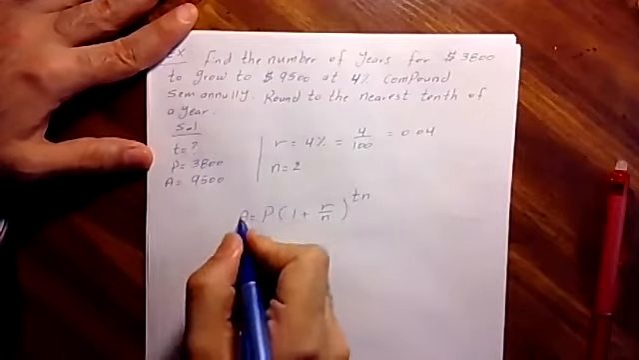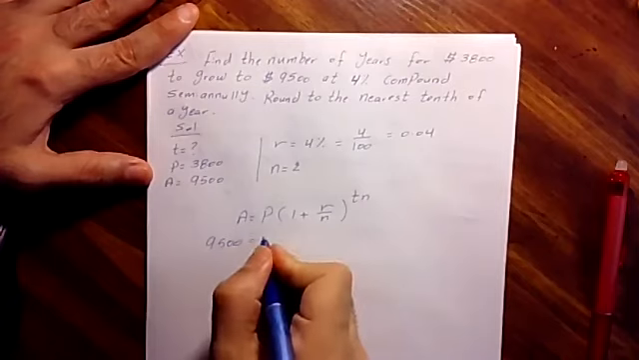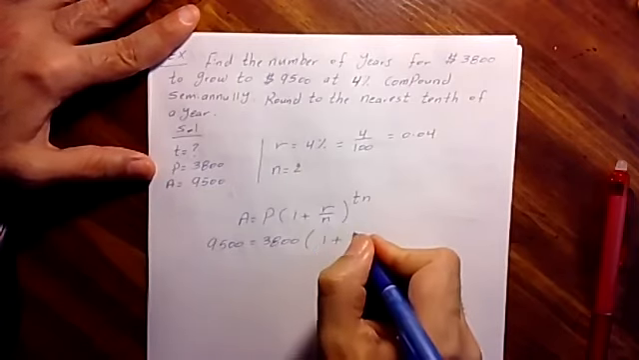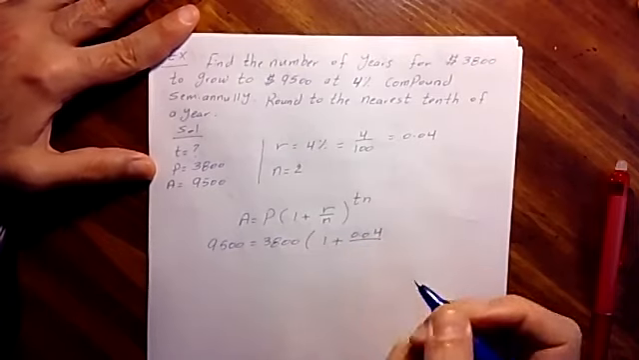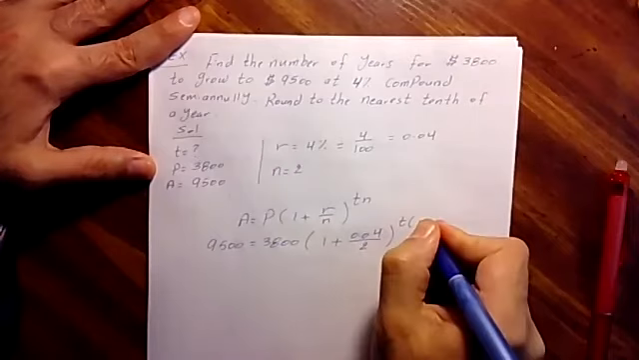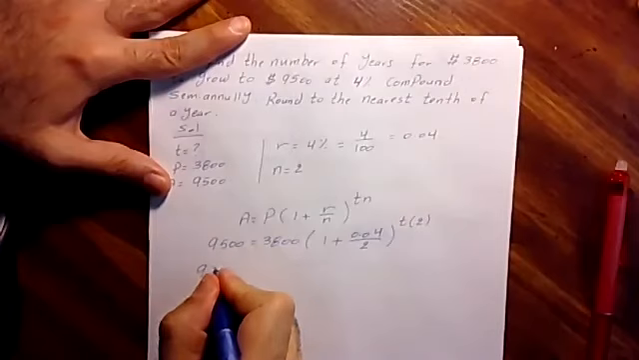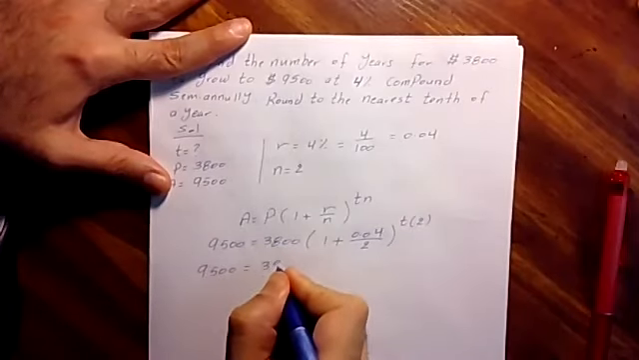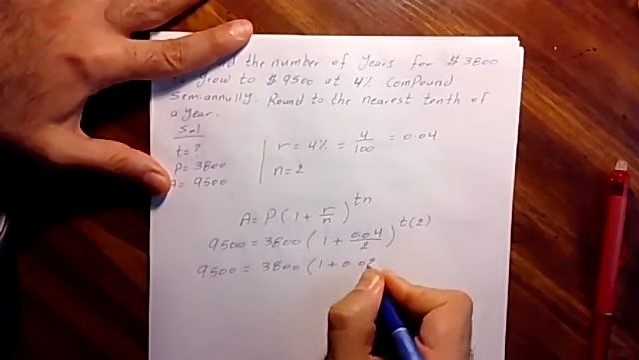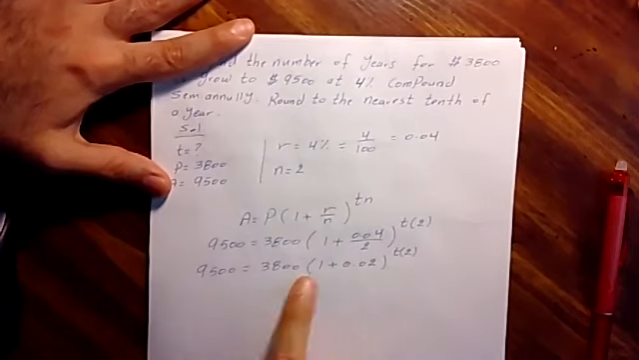I'm going to plug in everything here. The future is 9,500 equals the present value of the investment, 3,800, open parentheses, 1 plus the rate, 0.04, divided by the compound, which is 2, to the t, the time in years, times the compound, 2. Let's simplify everything between the parentheses. The first step: 9,500 equals 3,800 times 1 plus 0.04 divided by 2, which is 0.02, and here is the t times 2.